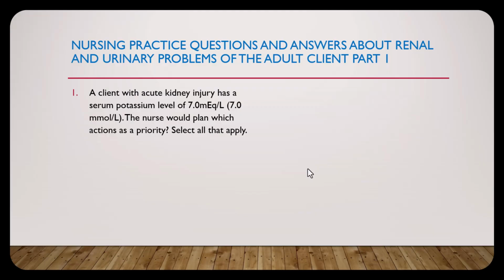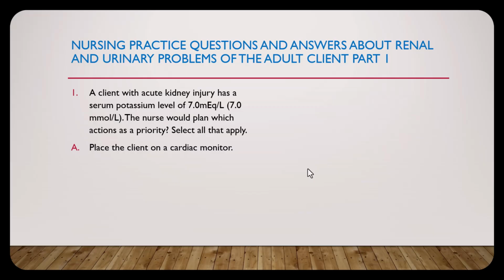A client with acute kidney injury has a serum potassium level of 7.0 millimole per liter. The nurse will plan which actions as a priority? So select all that apply. So these are the options.